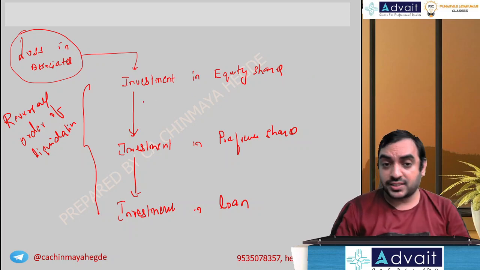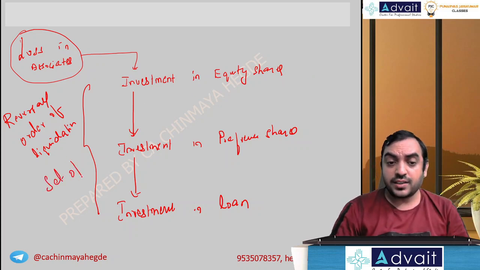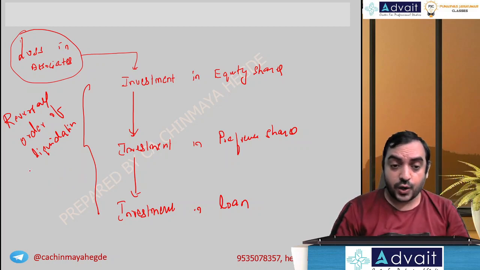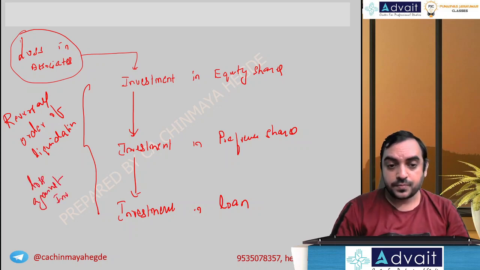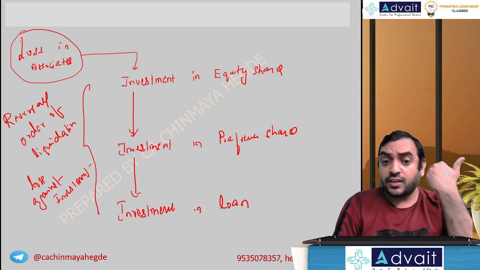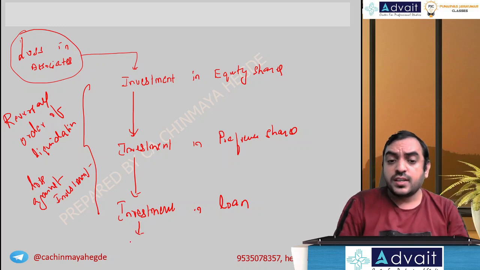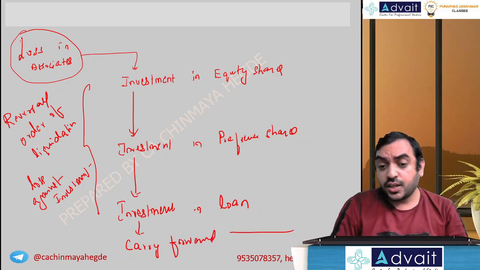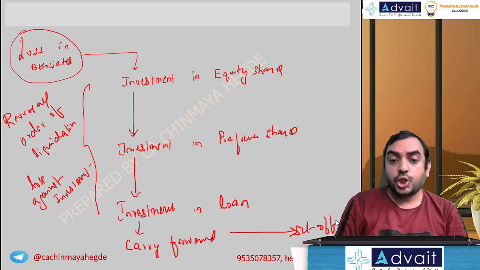But this is for set off, okay, this is for carrying forward and adjusting the loss. This is for loss against investment. If you cannot adjust the loss against investment in loan also, then you carry forward. Then you carry forward, and next year you are going to do set off.